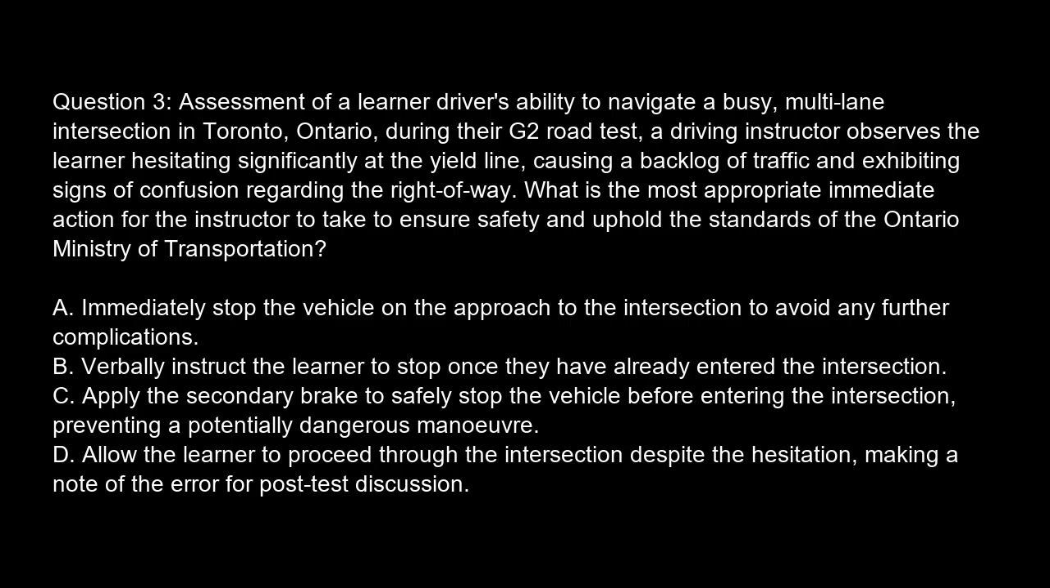Option A. Immediately stop the vehicle on the approach to the intersection to avoid any further complications. Option B. Verbally instruct the learner to stop once they have already entered the intersection. Option C. Apply the secondary brake to safely stop the vehicle before entering the intersection, preventing a potentially dangerous maneuver. Option D. Allow the learner to proceed through the intersection despite the hesitation, making a note of the error for post-test discussion.